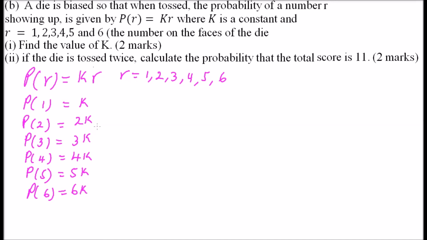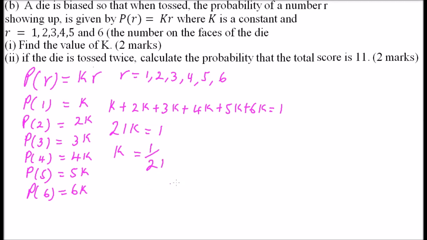All these probabilities, if you add them, they should add up to 1, and therefore K plus 2K plus 3K plus 4K plus 5K plus 6K should equal 1. When you add up all these K, you find that 21K is equal to 1, and therefore K is equal to 1 divided by 21. So that is the value of K.